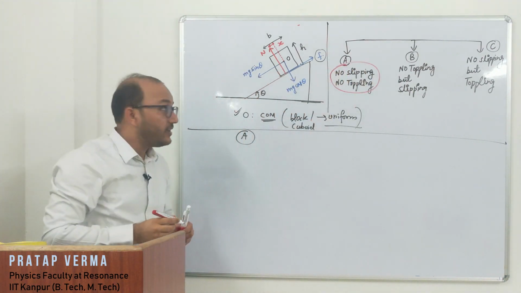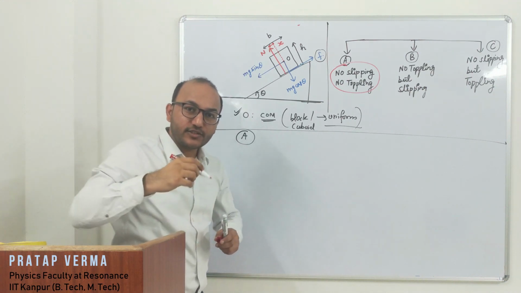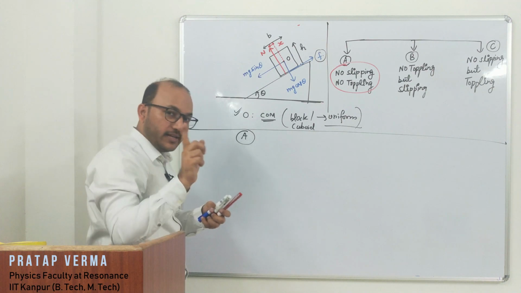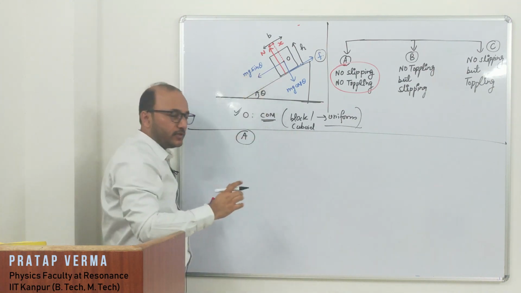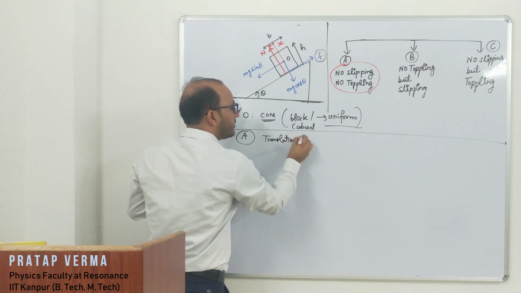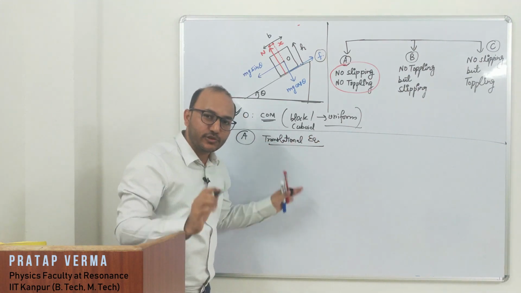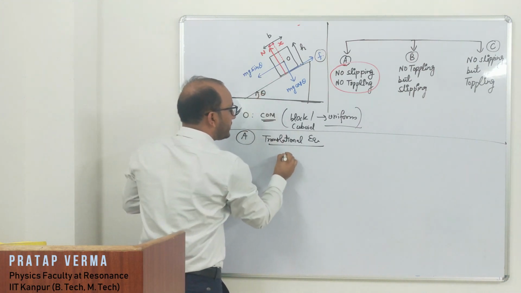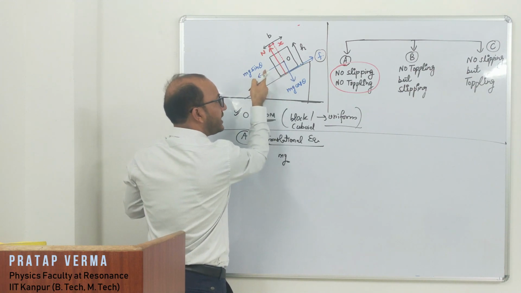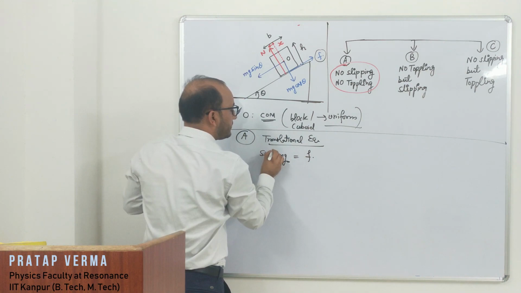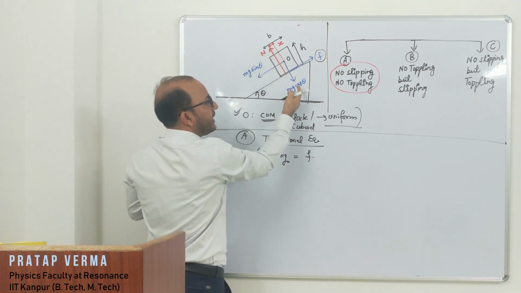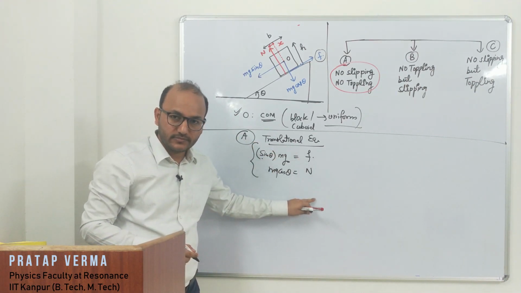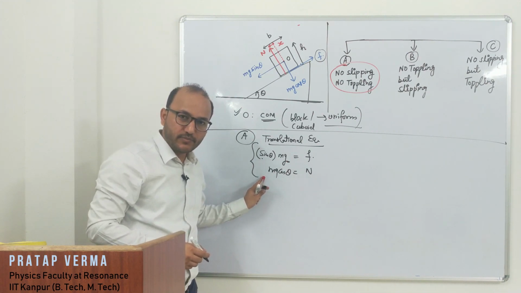I'm trying to analyze case 1 where there is no slipping and no toppling, which means there is no translational motion and no rotational motion, so there is translational equilibrium as well as rotational equilibrium. Let us impose that on this problem. For translational equilibrium, we need the total force on the body to be 0. mg sin theta is a force parallel to the inclined plane in the downward direction; this force will be balanced by friction. In the perpendicular direction to the inclined plane, mg cos theta will be balanced by the normal reaction. This is the condition for translational equilibrium: friction equals mg sin theta, normal reaction equals mg cos theta.